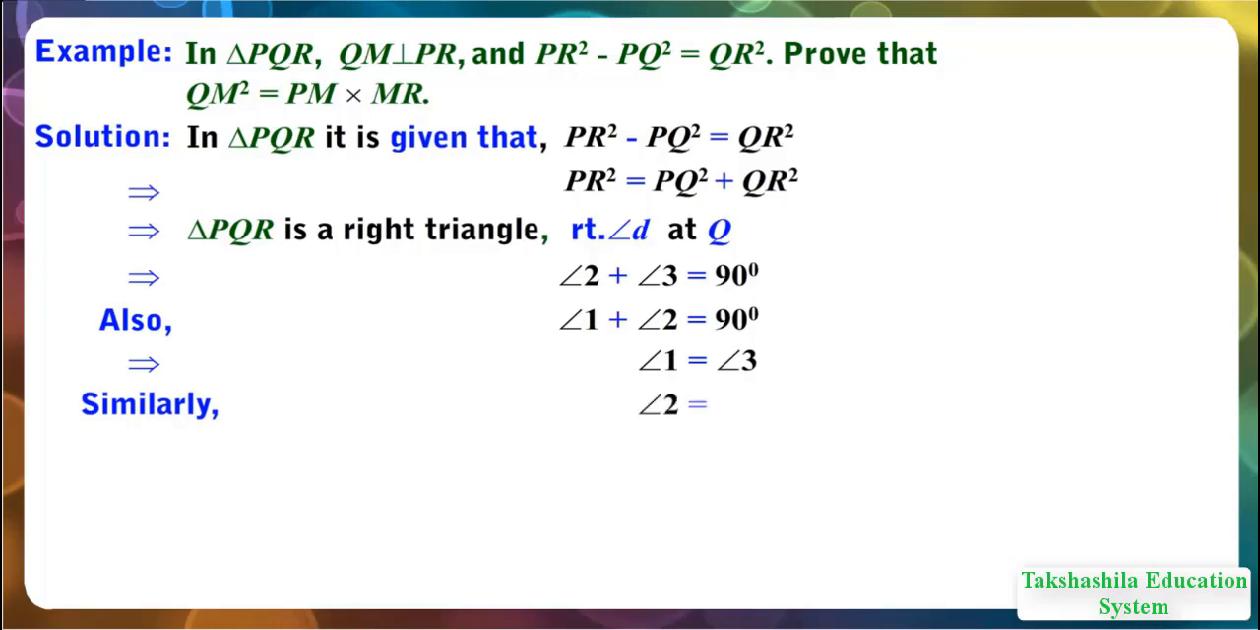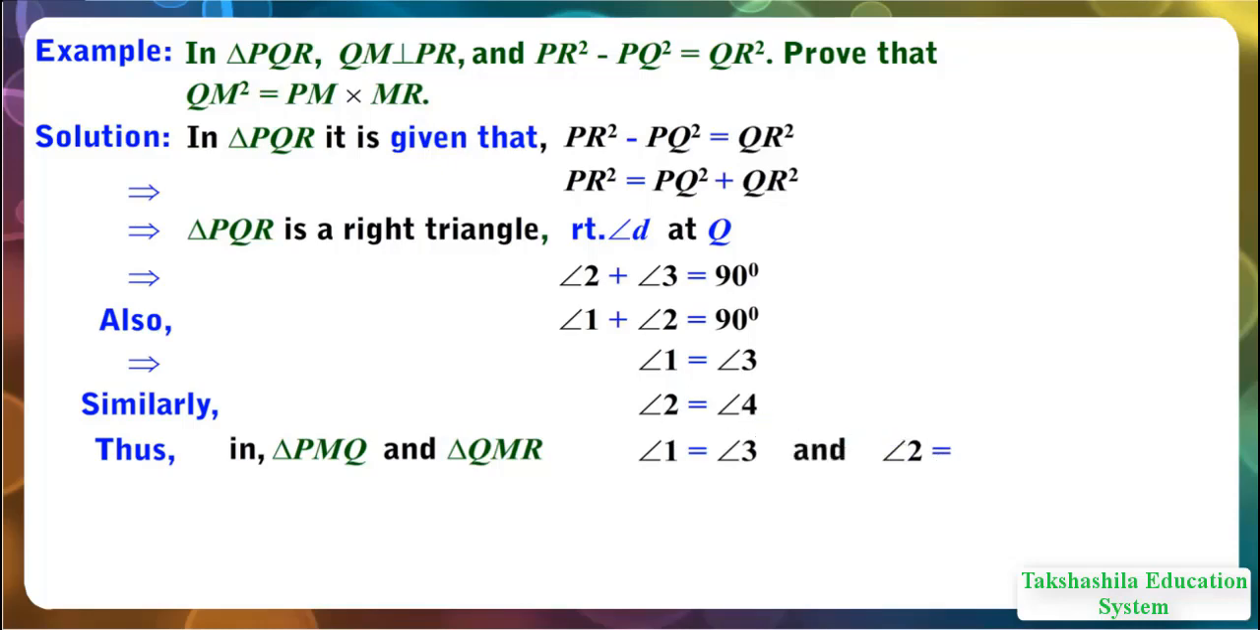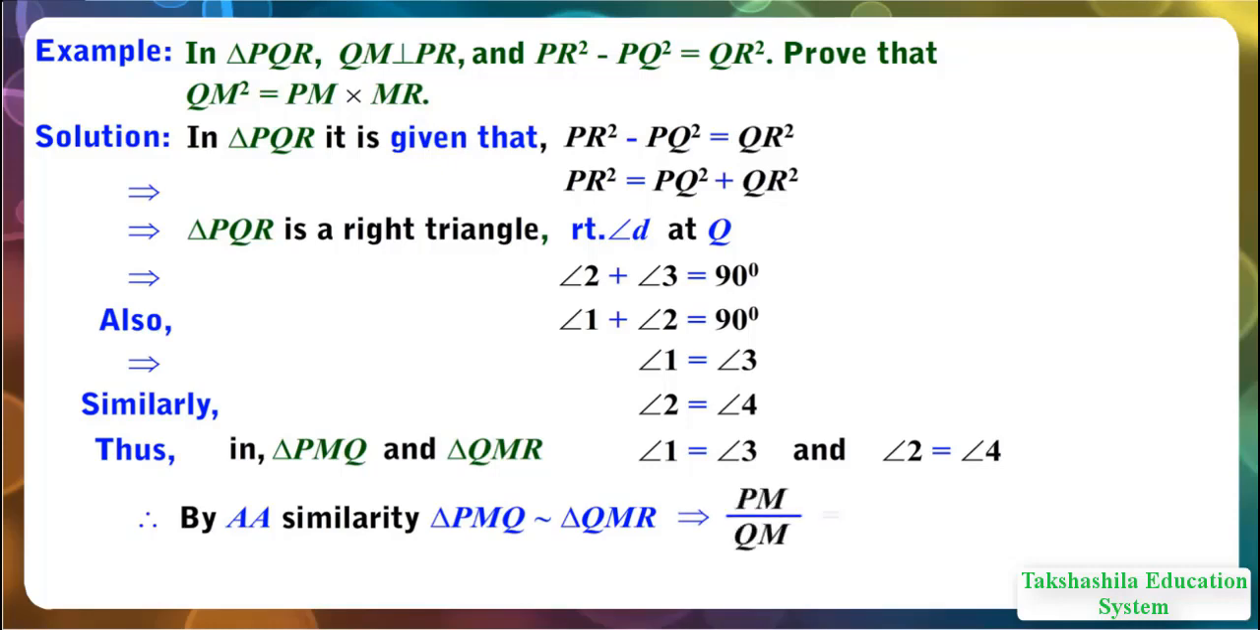Similarly, we can say angle 2 is equal to angle 4. Thus, in triangle PMQ and triangle QMR, angle 1 is equal to angle 3, angle 2 is equal to angle 4. Therefore, by AA similarity, triangle PMQ is similar to triangle QMR. This implies PM by QM is equal to MQ by MR. On cross multiplication, we get QM square is equal to PM into MR.